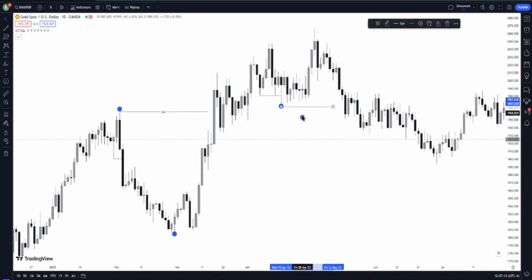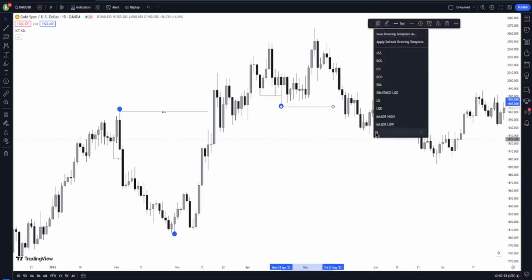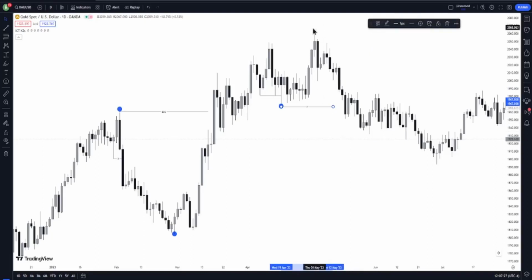So that's your inducement in the market. We can denote it by saying your inducement has been taken out in the market there, so confirming this high as a valid high. So this is our high now in the market. That's our daily high. But remember, as price has taken out that inducement, this was our previous major structure low before this major structure high.